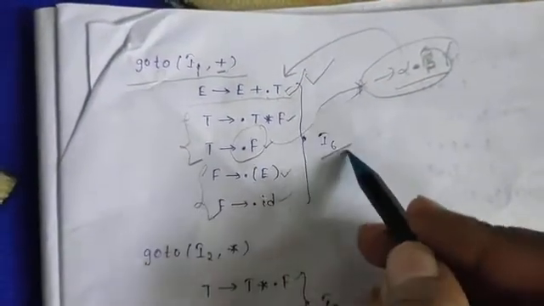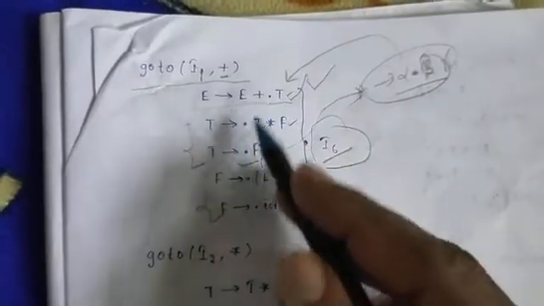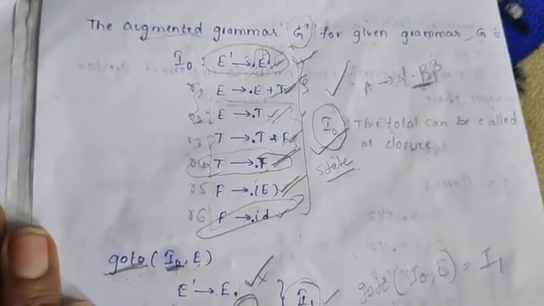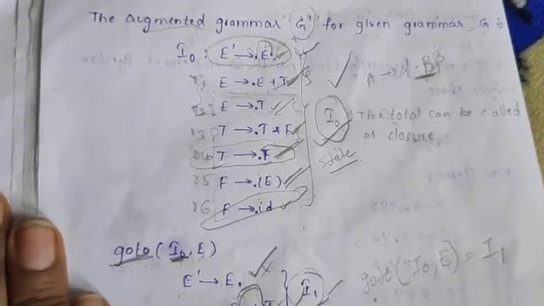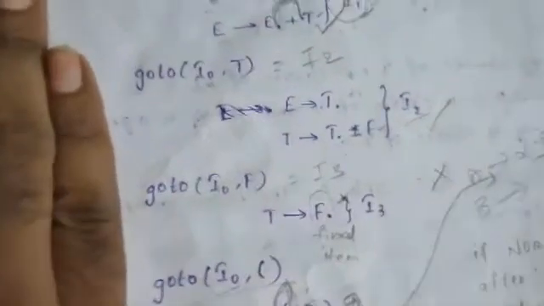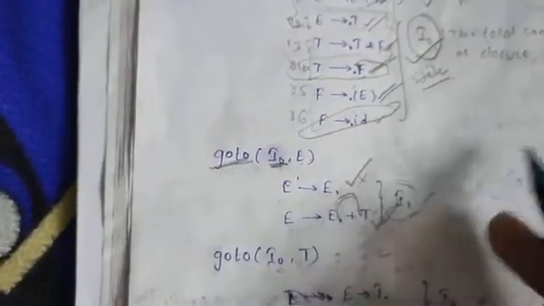Before naming the new state, check if this set of productions is there in I0. If some part is there but not completely, it does not match with I0, I1, I2, I3, I4, and I5. For that reason it should be named I6. Then this element is completed. In I0 only one production is there, and that is completed.